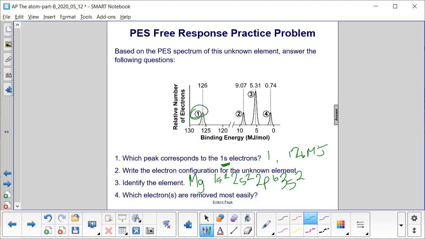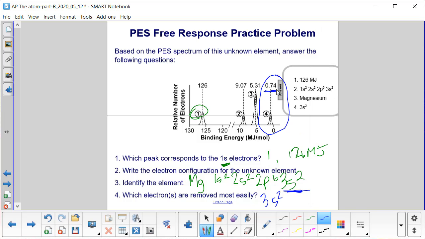Now, which electrons are removed most easily? Those would be the ones with the lowest binding energy, right? The ones that are bound to the nucleus with the lowest amount of energy, or the outermost electrons. Okay, and look at the energies, 0.74 here, or from the electron configuration, it would be the 3s2 electrons, or the valence electrons. Okay. So number 1 would be the first peak, or the 126 megajoule peak. Here's our electron configuration, magnesium, and the 3s2 electrons are removed most easily.